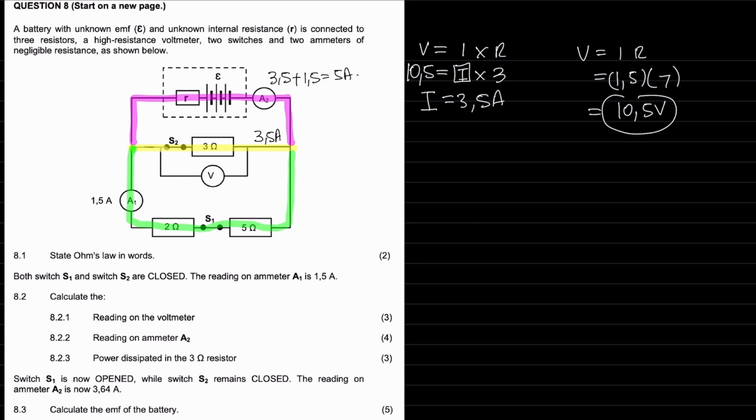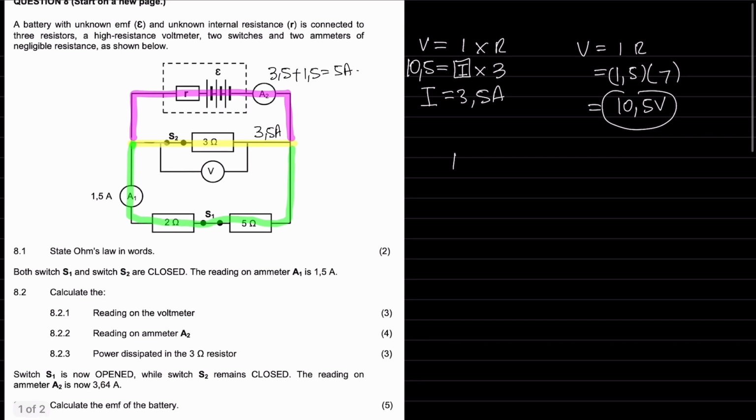Now 8.2.3, calculate the power dissipated in the 3 ohm resistor. To calculate power, we simply say V multiplied by I. We know the potential difference for the 3 ohm is 10.5. We know the current is 3.5. And we just multiply them together, giving us an answer of 36.75 watts.